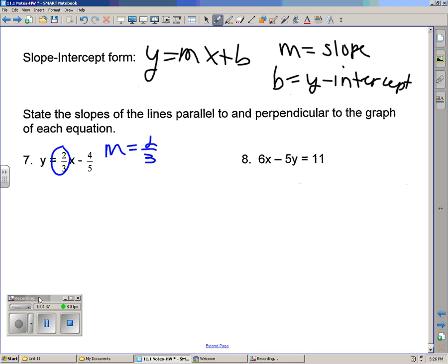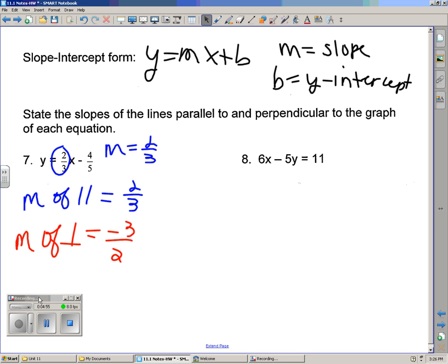Remember, x is just a variable. It's got nothing to do with actually being a part of the slope. So the slope of a parallel line would be the exact same slope, 2/3. Slope of a perpendicular line, negative reciprocal, -3/2.